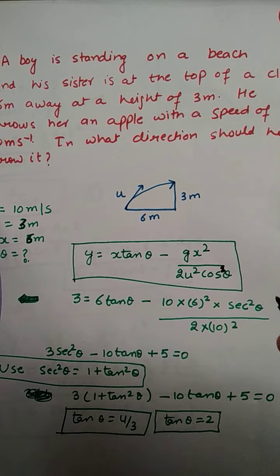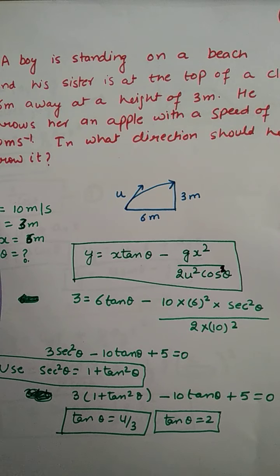Cos square theta inverse is secant square theta. And then we should know there is one trigonometric relation, that is secant square theta is equal to 1 plus tangent square theta. So this value I will use and then ultimately I will get this expression. When I solve this expression, it's a quadratic equation. I can solve it easily and I'll find the root of the quadratic equation.